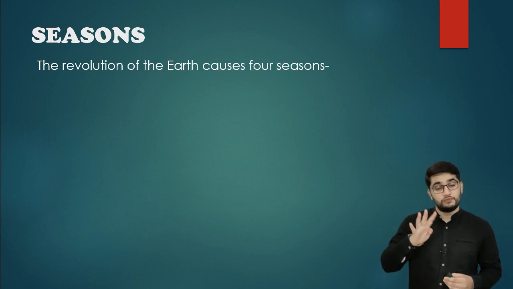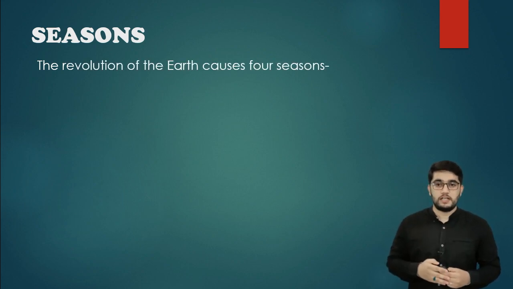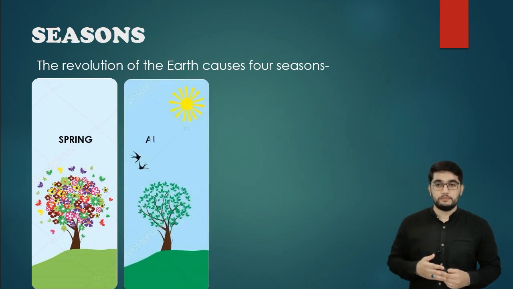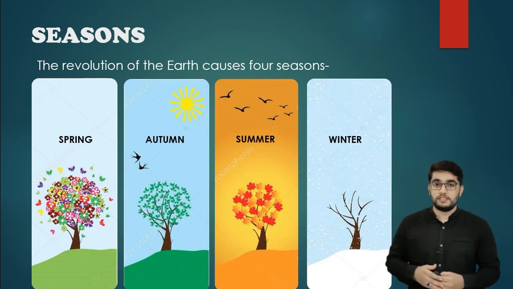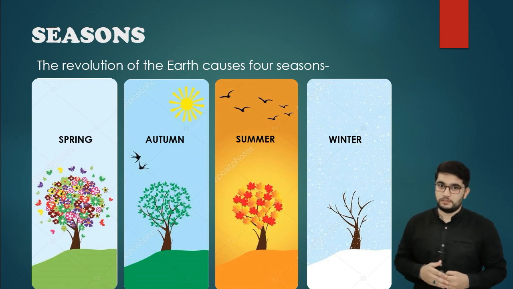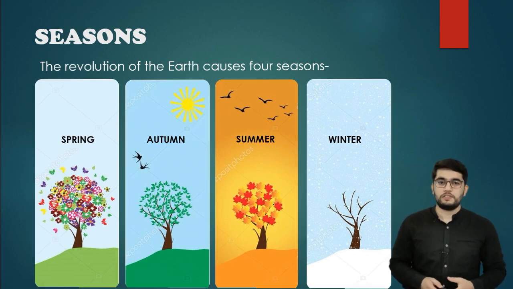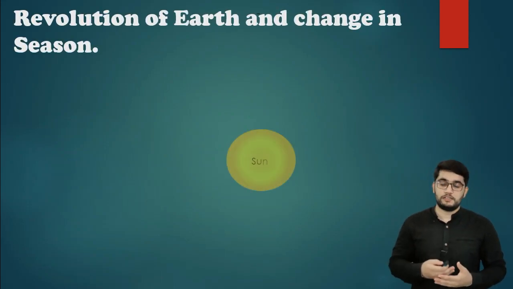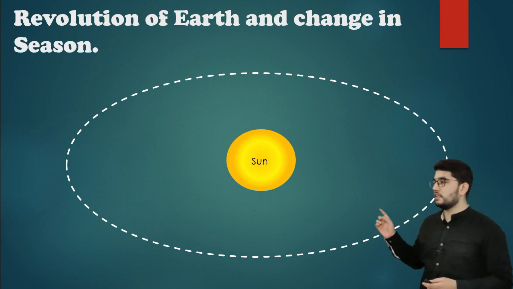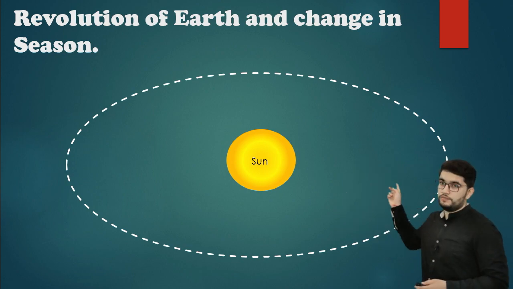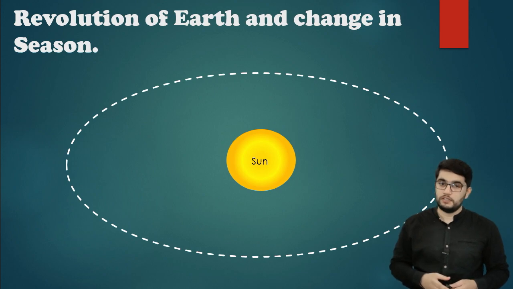Seasons. The revolution of Earth causes 4 seasons. The seasons are spring, autumn, summer and winter. These 4 seasons occur all over the world. So let's see the next one, that is the revolution of Earth and change in season. At the center you can see there is the sun and there is an oval path of the revolution of Earth.